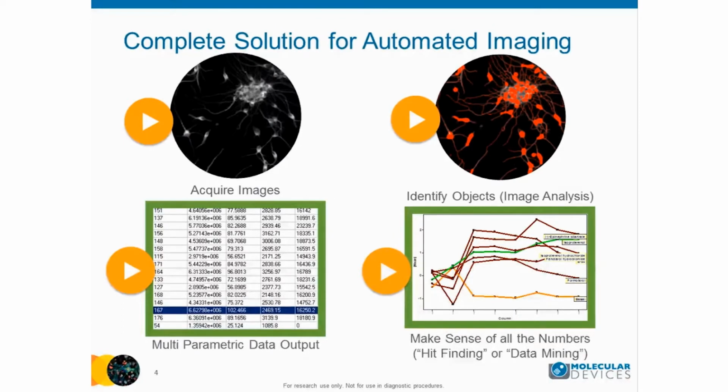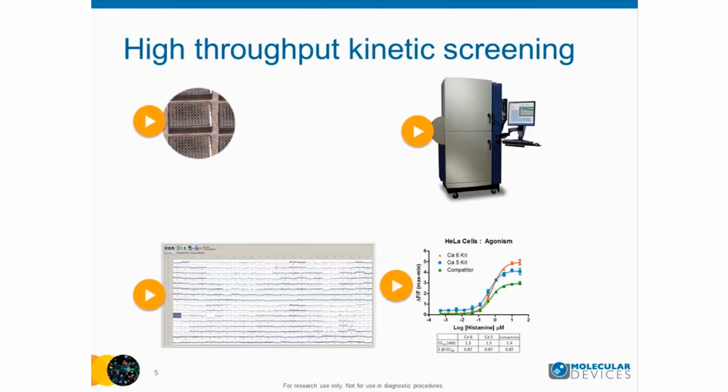The complete solution for automated imaging is to acquire those images, convert those images into something that can be segmented automatically by software, make these multi-parameter measurements, and then make sense of that data or do curve fits. And so that's the offering through Molecular Devices. The other technology that's being used in today's talk is high-throughput kinetic screening. So you put your samples in plates, you put them into the FLIPR system, you add compound, you get tracings from all the wells at the same time, and you analyze that data and try to make sense of that data.